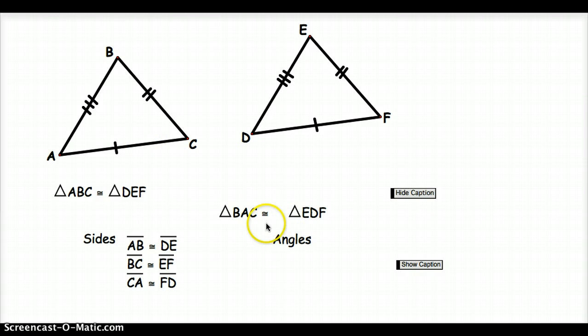Now let's look at the angles. What angles are congruent to each other? Angle A is congruent to angle D. Angle B is congruent to angle E. And angle C is congruent to angle F. A and D, B and E, C and F. Again, corresponding angles. So we have 3 corresponding sides and 3 corresponding angles, which lets us conclude that these 2 triangles are congruent because all of their parts are congruent.